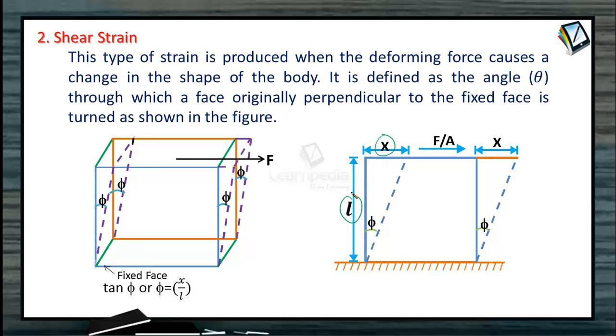L is the height, this one, and x is the displacement of this point, because on applying this shear force, this point will be moved here by distance x. So x by L is shear strain. So it is defined as the angle theta through which a face originally perpendicular to the fixed face is turned.